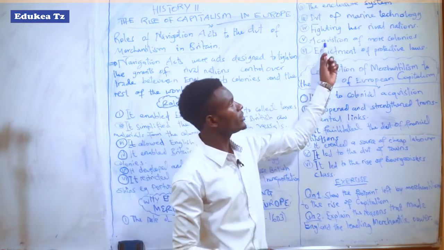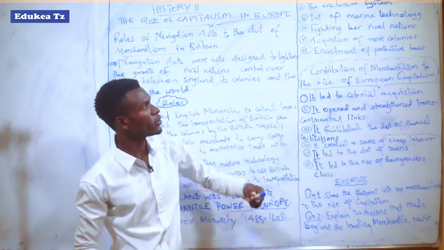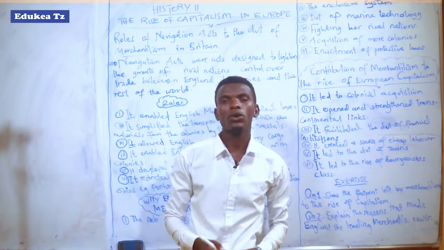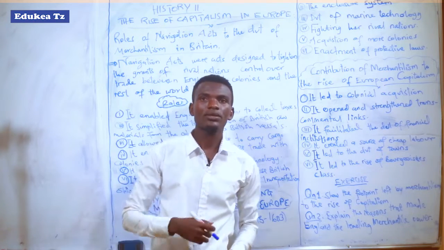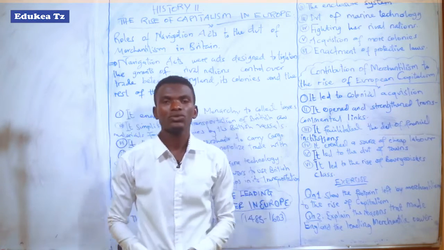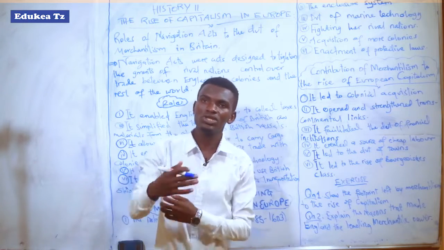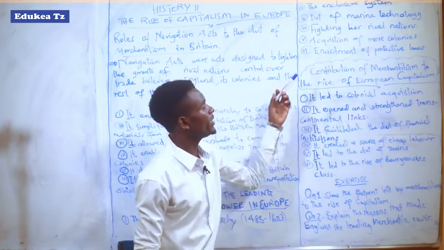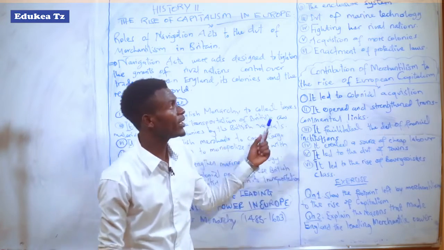So owning more colonies led to an increase in production of both raw materials and manufactured goods, which increased the supply of commodities for trade or commerce in other areas, in the internal and international market. Through that, England became the leading mercantile power in Europe by that time.